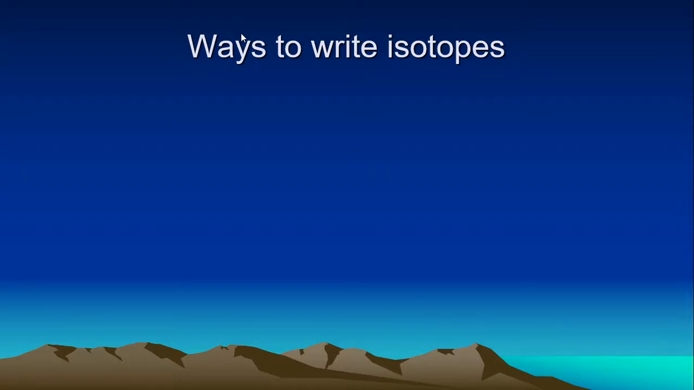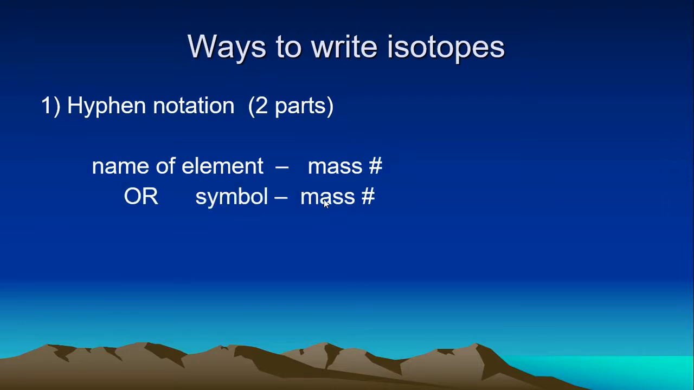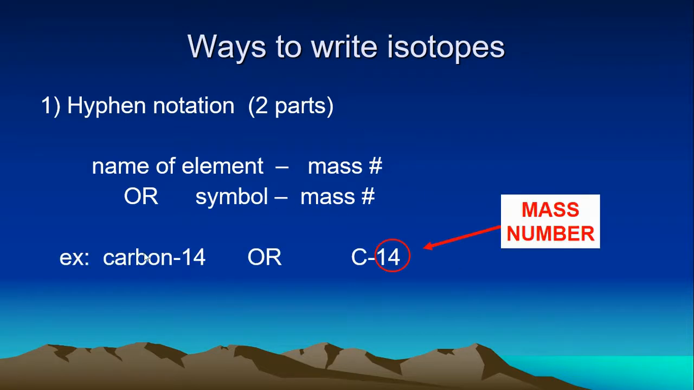Okay, so there are 2 ways to write isotopes, and you've seen both of them. You just didn't know you've seen both of them. So let's start with the way I just talked about a minute ago. We're going to talk about hyphen notation. Hyphen notation has 2 parts. It has the name of the element dash the mass number, or you can write the symbol of the element dash its mass number. So what does that look like?